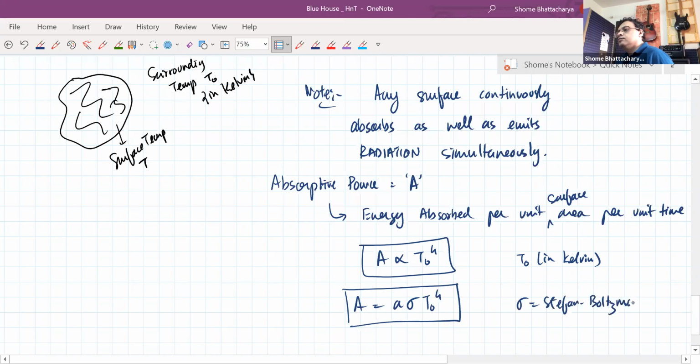Sir, so it depends on the surrounding temperature, no? Yes, completely. It depends on the surrounding temperature. Exactly. Okay.